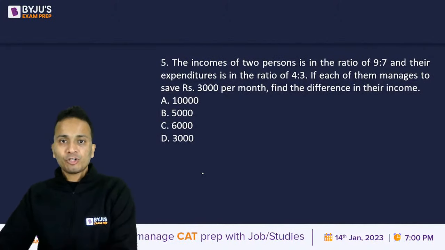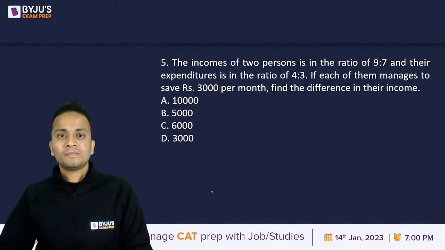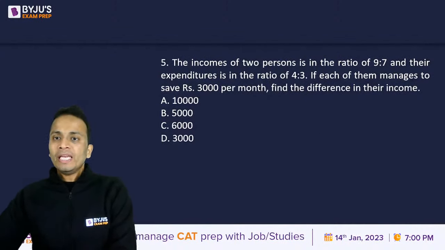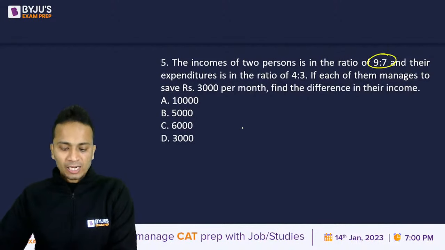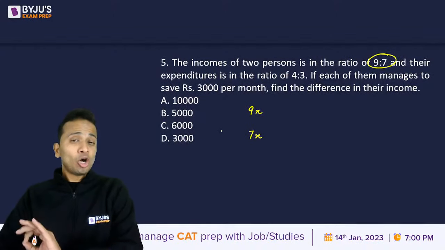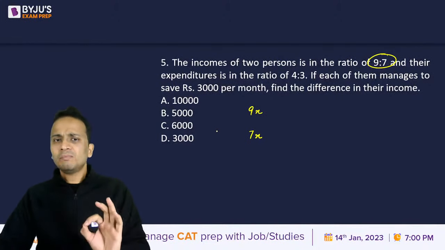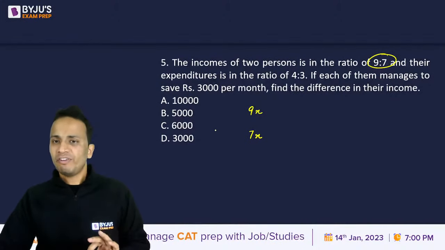All right, answer for question number 5. Anyone? So, incomes of these two persons are in the ratio 9 is to 7. So, I'll assume their incomes as 9x and 7x. All right, now I'll not basically take two variables. I'll just keep my equations in one variable.